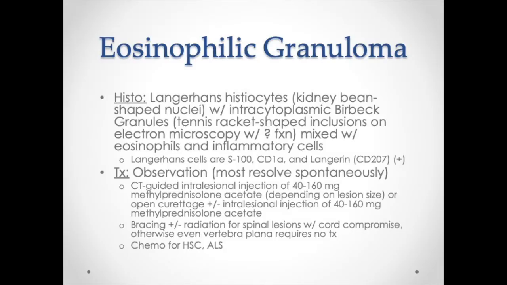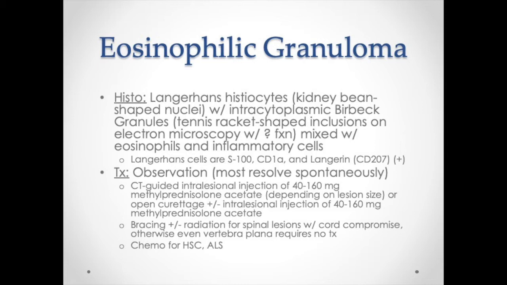On histology, you'll see Langerhans type histiocytes, which have kidney bean-shaped nuclei with intracytoplasmic Birbeck granules, which are tennis racket-shaped inclusion bodies that are only seen on electron microscopy, with an unknown function. These are all mixed within a background of eosinophils and inflammatory cells, which is where they get the name eosinophilic granuloma. Langerhans cell histiocytosis is probably the more correct term for this particular disease.